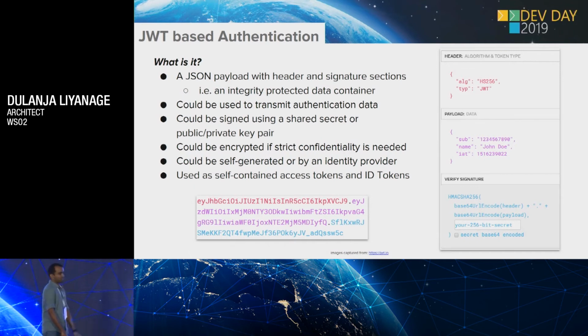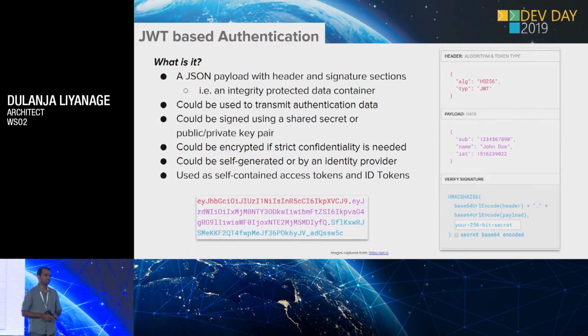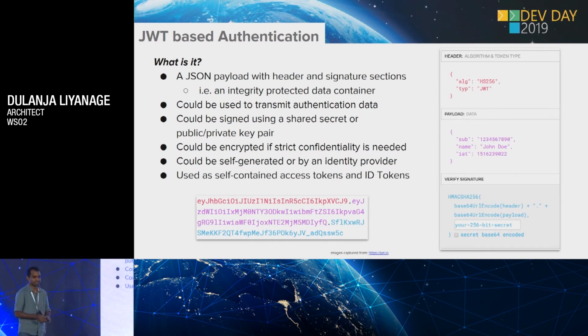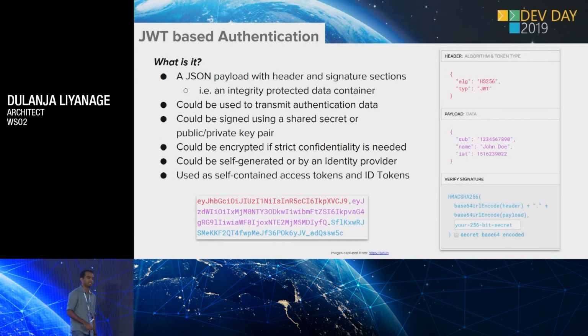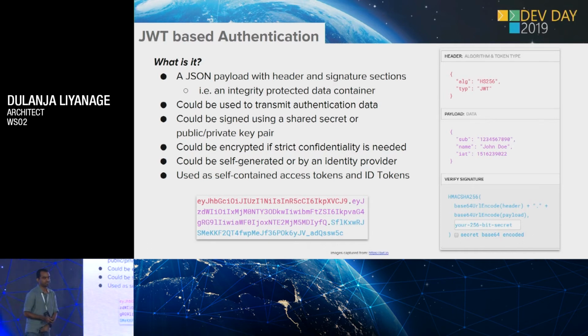So JWT-based authentication. Is JWT an authentication protocol? No. It's simply a data container. We can say an integrity-protected data container, right? Remember those key 6 attributes, integrity? How do we protect the integrity here? By using a signature. I am not going into details of how the signature is constructed, right? You might already know about that. So if something is changed, then the signature fails, right? So it can be signed using a shared secret or a public-private key pair.